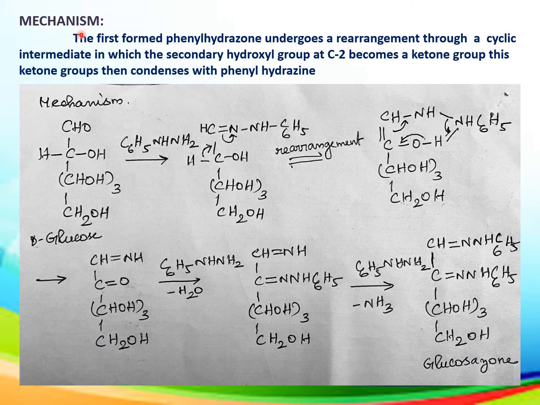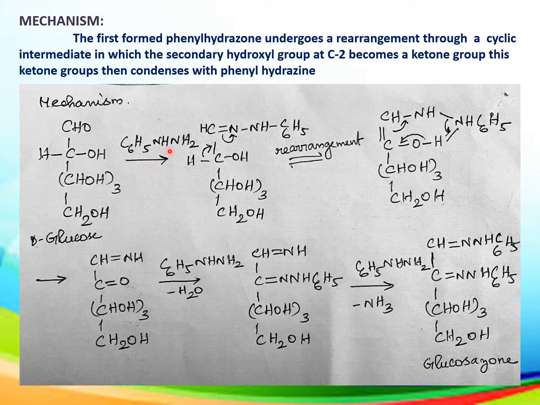Now we will discuss the mechanism. The first formed phenylhydrazone here undergoes rearrangement through a cyclic intermediate. This is the cyclic intermediate. Now we will see the first step. This is D-glucose. For our convenience, I have simplified the structure. First one is CHO and the second carbon is CHOH, C2.